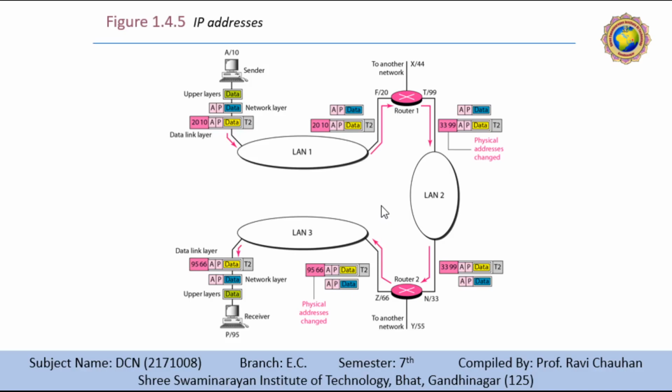Although it may be obvious that each router must have a separate physical address for each connection, it may not be obvious why it needs a logical address for each connection. We will discuss that in the routing chapter. Fine. Right now you just need to understand the figure.